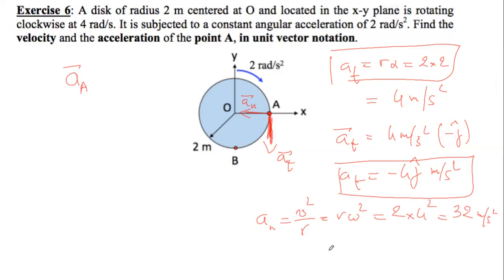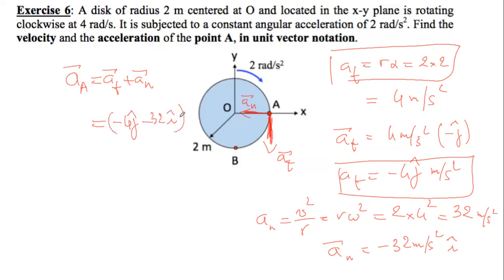Now what's the direction of AN? So the magnitude is 32 meters per second squared. What's the direction? You see it from the figure. It has to be centripetal. So it's negative i hat. My total acceleration is made of a tangential plus normal acceleration. So this will be minus 4 j hat minus 32 i hat, and the units are meters per second squared. So this is AA, and it gives you the same answer, of course.